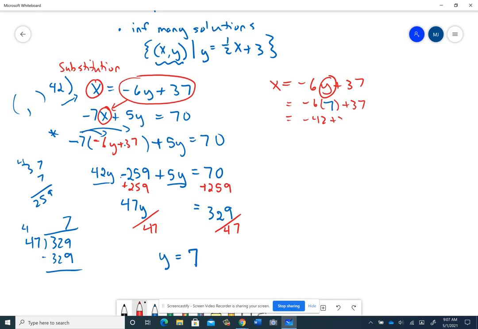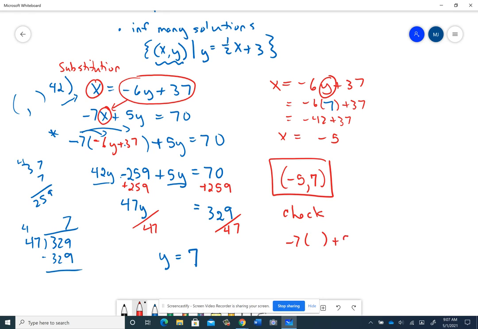-42 plus 37 is -5. So your x is -5 and your y is 7. There you have it. And of course, you could check it too. If you have time, just take the equation you didn't use and see if when you plug in the -5 and the 7, does it turn out to be 70? And sure enough, that's +35. That's +35. It does work. So I know it'll work in both.